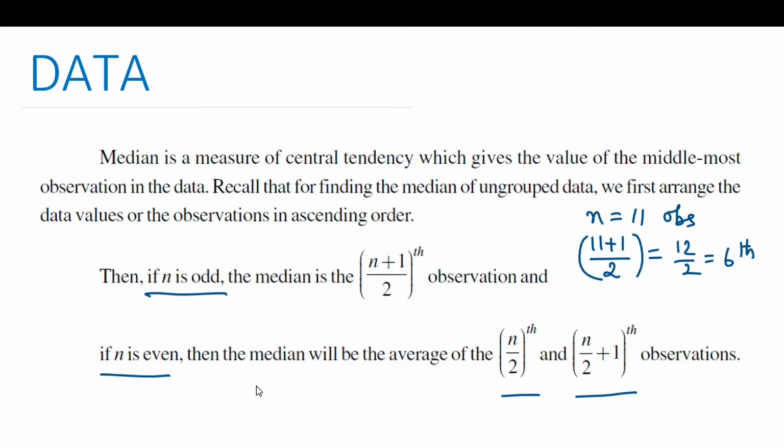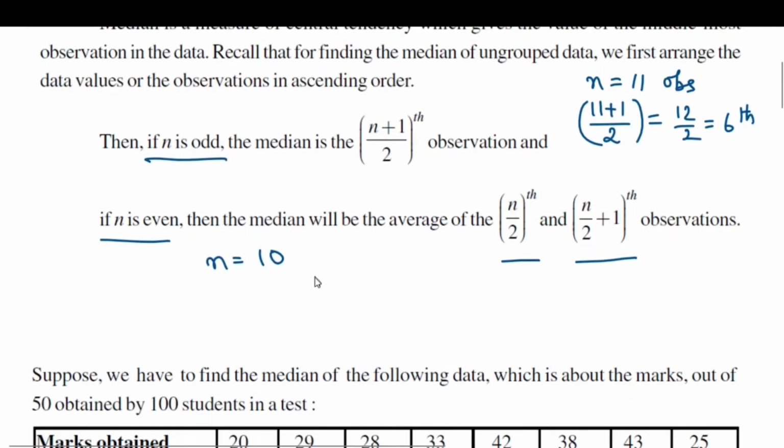If n is even, let us take n is equal to 10, then n by 2, that is 10 by 2, fifth observation, and then next observation is sixth observation. The average of these two observations is the median.